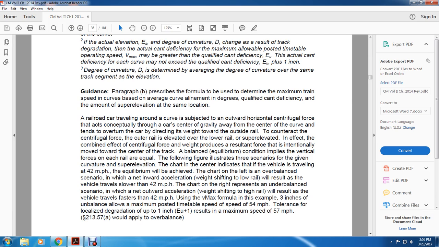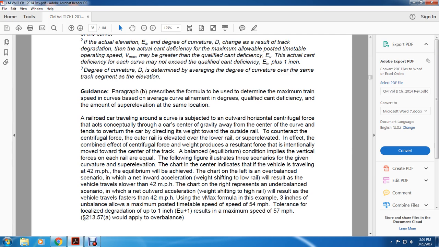The following illustrates a scenario given the curvature and super elevation. The chart in the center indicates a vehicle traveling 42 miles an hour, where equilibrium is achieved. The chart on the left shows the overbalancing area of net inward acceleration, with weight shifting to the lower rail, which results if the vehicle travels slower than 42 miles an hour. The chart on the right represents the unbalancing area of net outward acceleration, with weight shifting to the high rail, which results if the vehicle travels faster than 42 miles an hour.